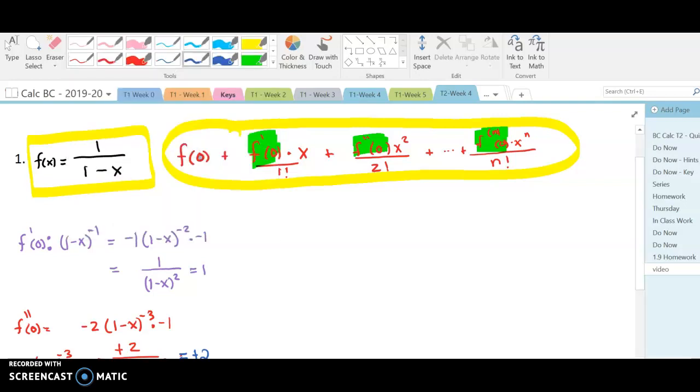And so we'll start with just the very simplest, hey, what is f of 0? Well, when I plug 0 in, 1 over 1 minus 0 is 1. So my first term is going to be 1. And now I'm going to need to compute some derivatives.